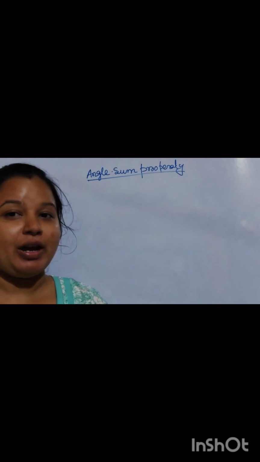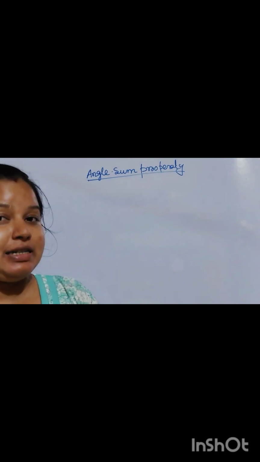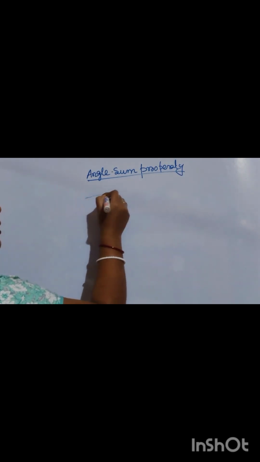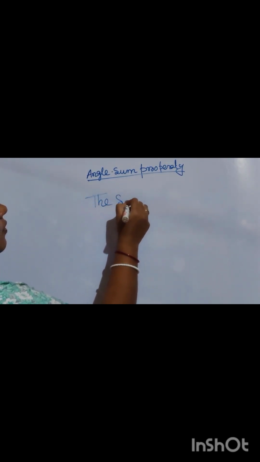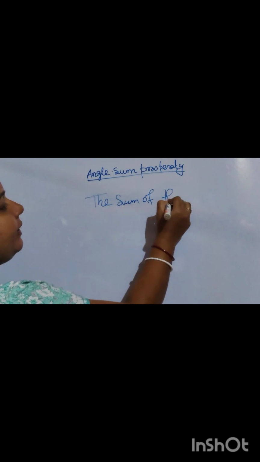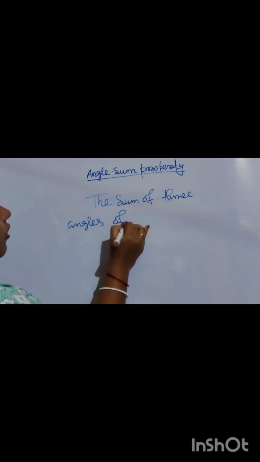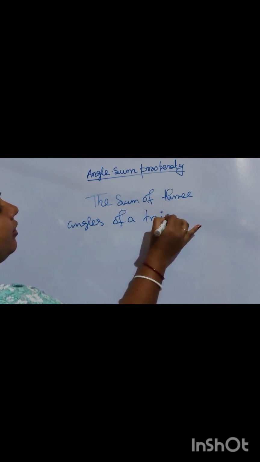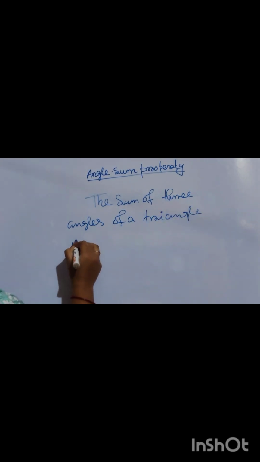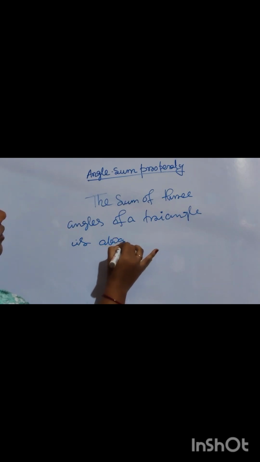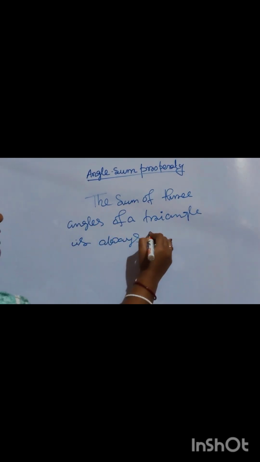What is the angle sum property? How many angles are there in a triangle? We know that there are three angles in a triangle. So the theorem is that always the sum of three angles of a triangle is equal to 180 degree. The sum of three angles of a triangle is always exact 180 degree.